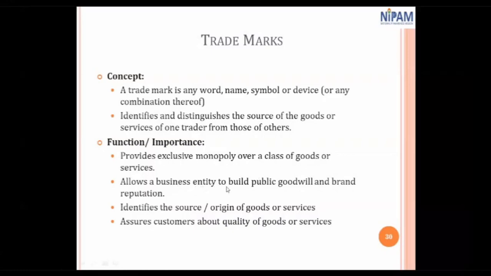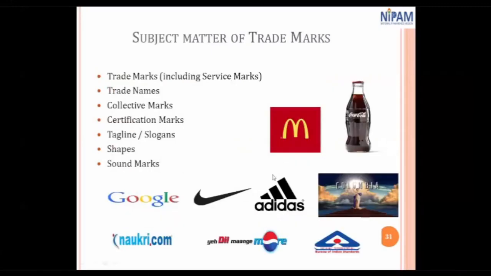It allows the business entity to build public goodwill and brand reputation. Like when I am interested in buying a phone, I want to buy an iPhone, for example. Then I go to the market and identify that phone from its logo. So these logos and symbols help the company build public goodwill. It assures the customers that they are getting the genuine product. It identifies the source of goods and services and assures the customer about their quality. So the customer gets assured that yes, I am getting a product from a genuine source. Not only these tech companies, but we also have Coca-Cola and Pepsi.